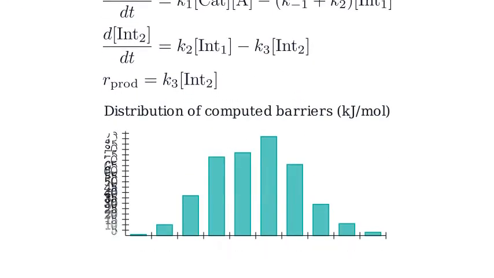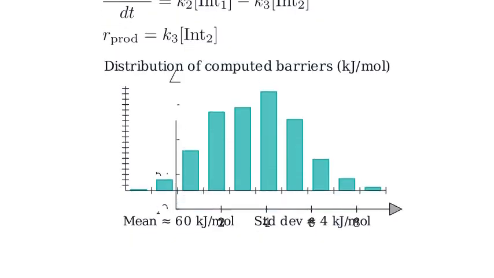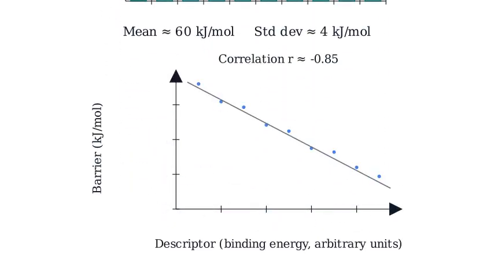Quantum predictions carry uncertainty from methods and conditions. A histogram of computed activation barriers shows the spread across conformations and solvents. We summarize with a mean and a standard deviation to inform risk and safety margins. Descriptors can correlate with barriers, enabling faster screening of green catalysts.